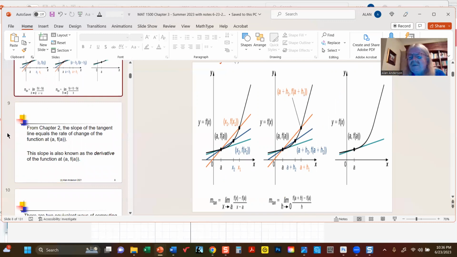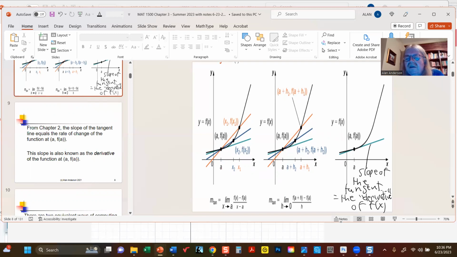And here's the most important thing. The slope of this tangent line has a special name in calculus. This is called the derivative of f of x. Okay, so the word derivative means the slope of a tangent line to the function at that point.